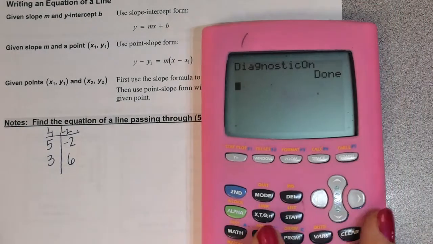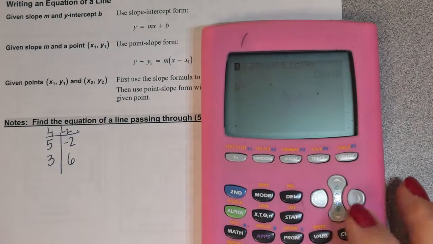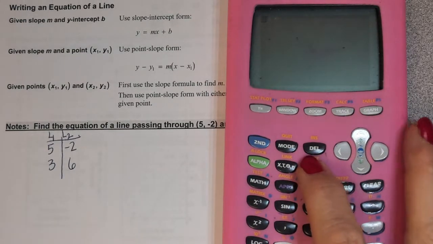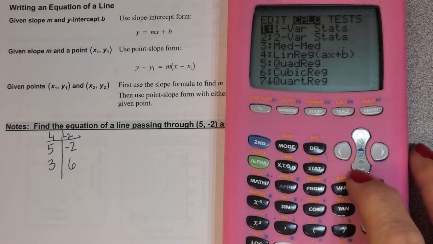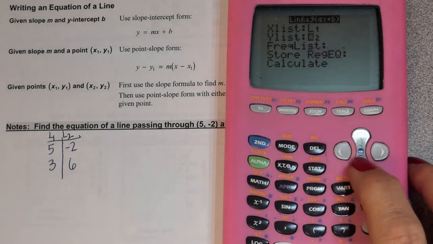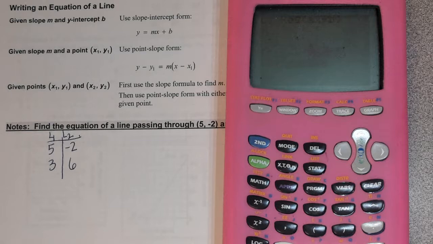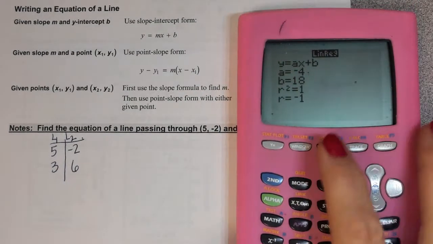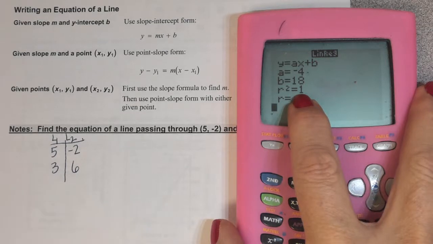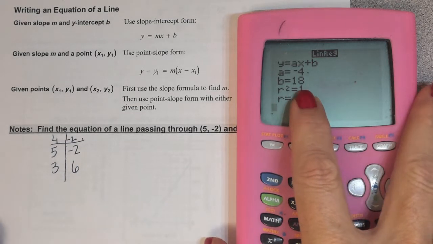Okay, now let's go back, let's clear, and let's calculate it one more time so you see the R squared. Stat, calculate, linear regression, enter, go down to calculate, or just push enter again. And see how it says R squared is 1? That means they're exactly linear. And they have to be, they're 2 points. They would have to be linear.